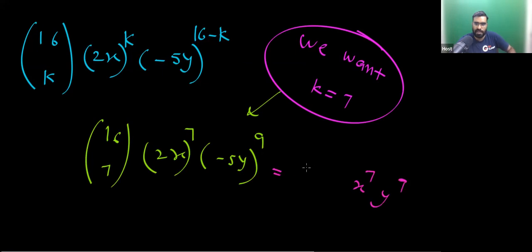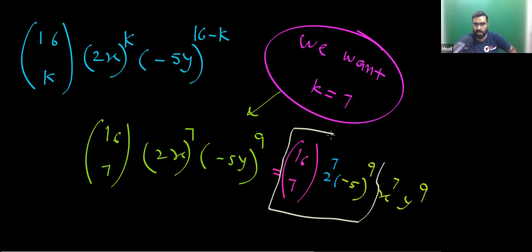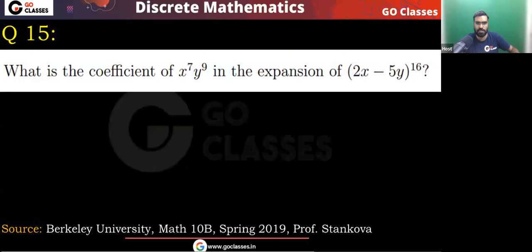From here you can easily say that for x power 7, y power 9, the coefficient will be 16C7 multiplied by 2 power 7 multiplied by minus 5 power 9. This is your answer, the coefficient you are looking for. Is this point clear? 16C7, 2 power 7, minus 5 power 9. This is your final answer. You can check it. This is another simple question.